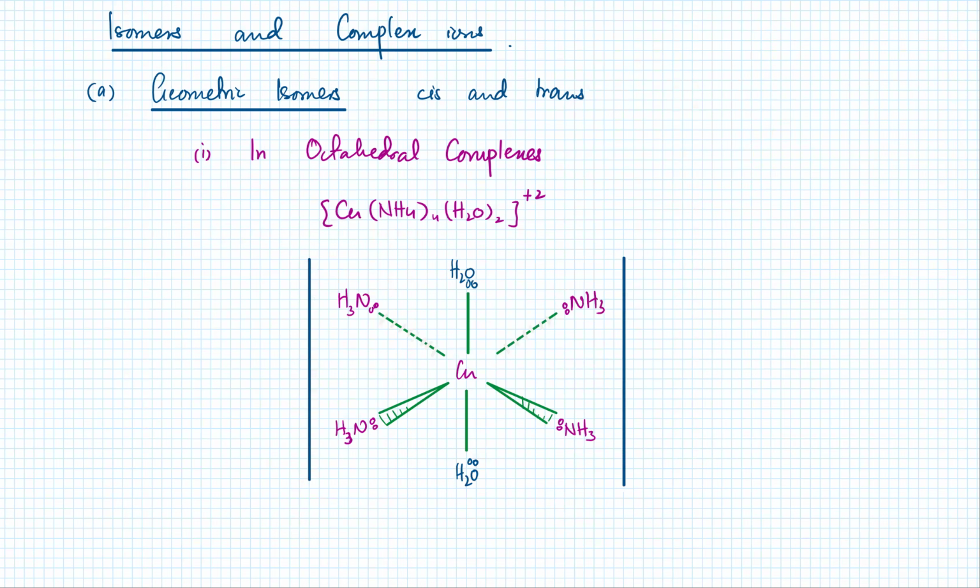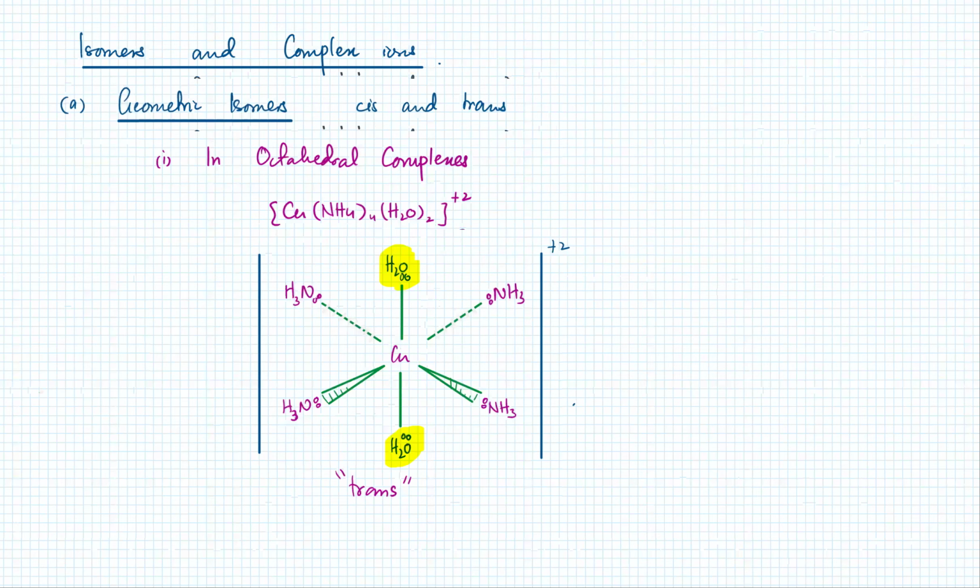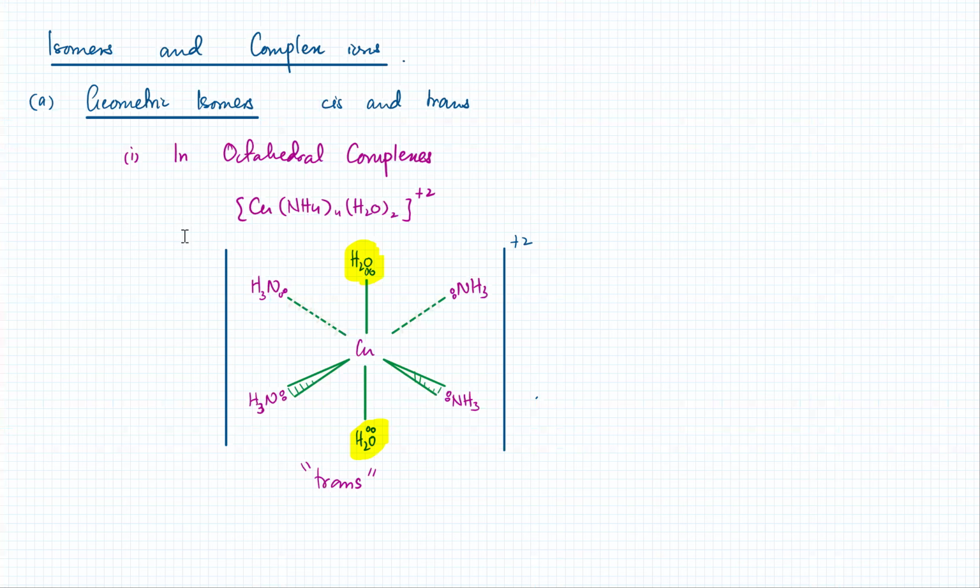so that one is the first one, and the overall charge is +2. Now this one, if you see carefully, the water molecules are opposite to each other. They are 180 degrees apart. So opposite side, that's your trans version. If you remember organic, trans was when the same type of groups were on opposite sides, right? And then you have another one which is going to be your cis version.